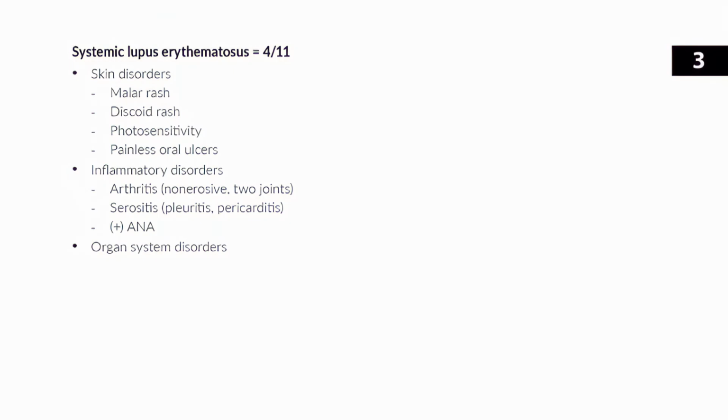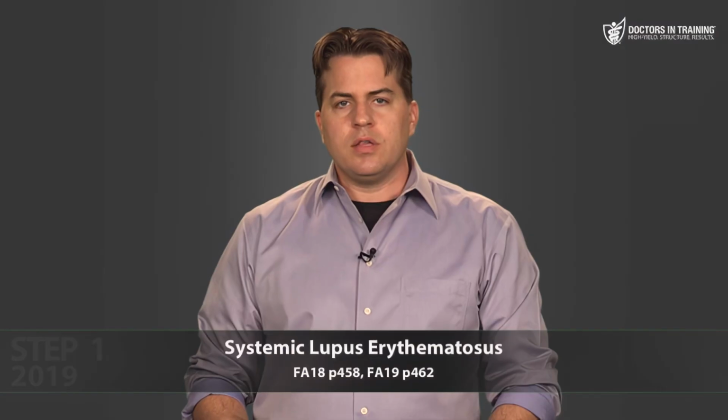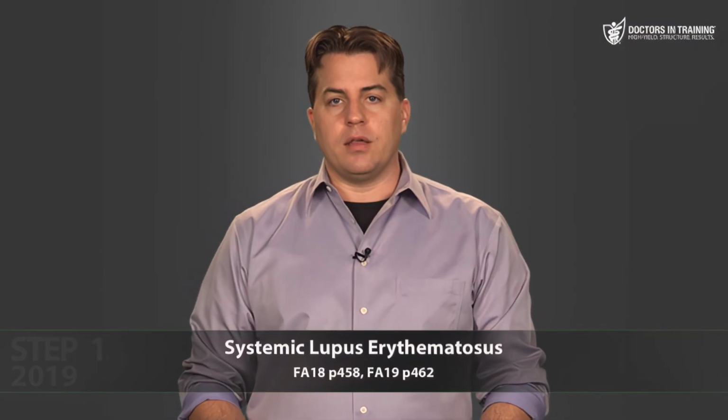Then the last group of criteria are the organ system disorders. Proteinuria or cellular casts would indicate renal disease or lupus nephritis. We'll come back to lupus-associated renal disease again in a moment. Neurologic disorders include seizures and psychosis. Hematologic disorders include hemolytic anemia, leukopenia, lymphopenia, and thrombocytopenia. And then immune disorders, as indicated by autoimmune disease, such as positive anti-phospholipid antibodies, anti-double-stranded DNA antibodies, anti-Smith antibodies, or a false positive VDRL. So let's backtrack for a second and talk about lupus nephritis a little bit more.